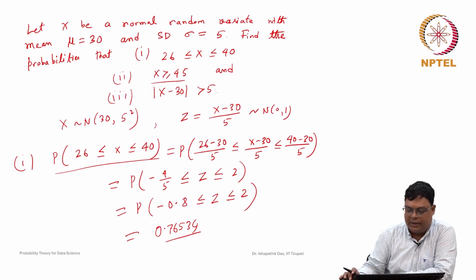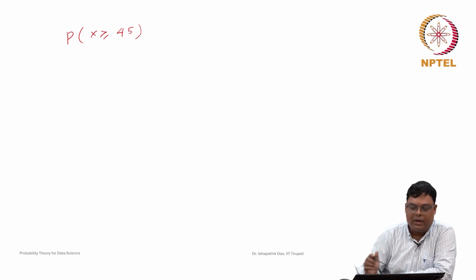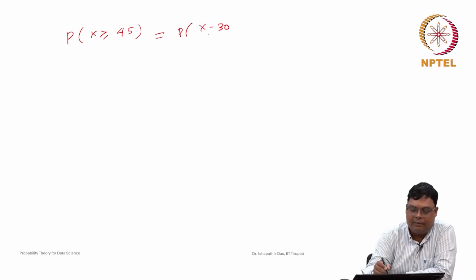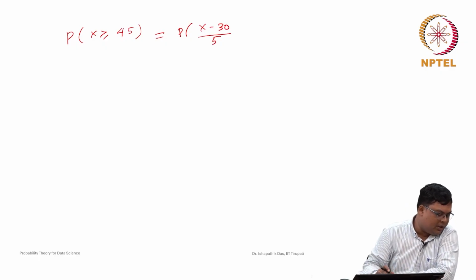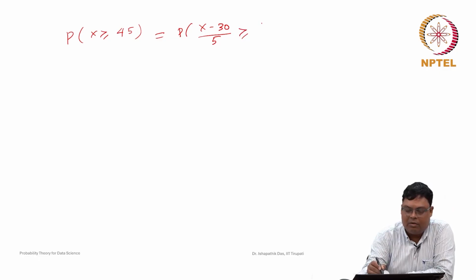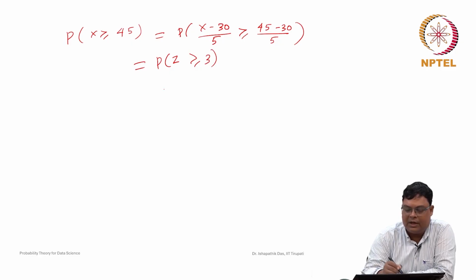Now we take a similar transformation. The mean is 30 and the standard deviation is 5, so we take the transformation (x minus 30) by 5. Then this is the probability that (x minus 30) by 5, which is the standard normal variable z, is greater than or equal to (45 minus 30) by 5. 45 minus 30 is 15, and 15 by 5 is 3. So, this is nothing but z greater than or equal to 3.